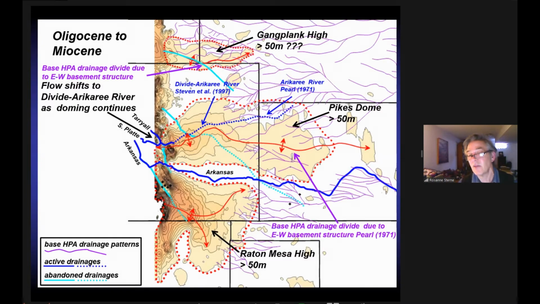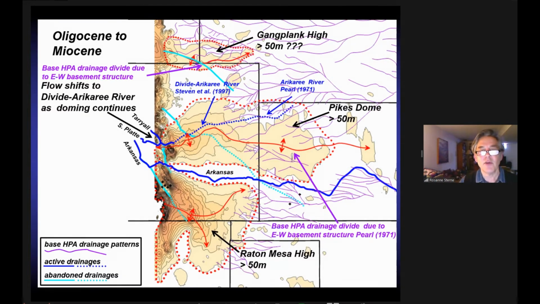And as I said before, we're not even quite sure what the age of the oldest Ogallala is. It's often thought to be Miocene, but we're finding new data down in this area from the core data that it's Paleogene. So here's another indication of Pikes Dome being older than people might have suspected.